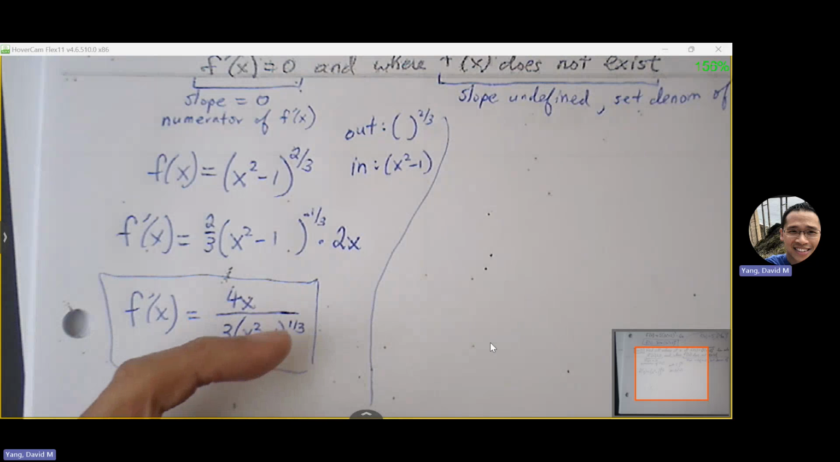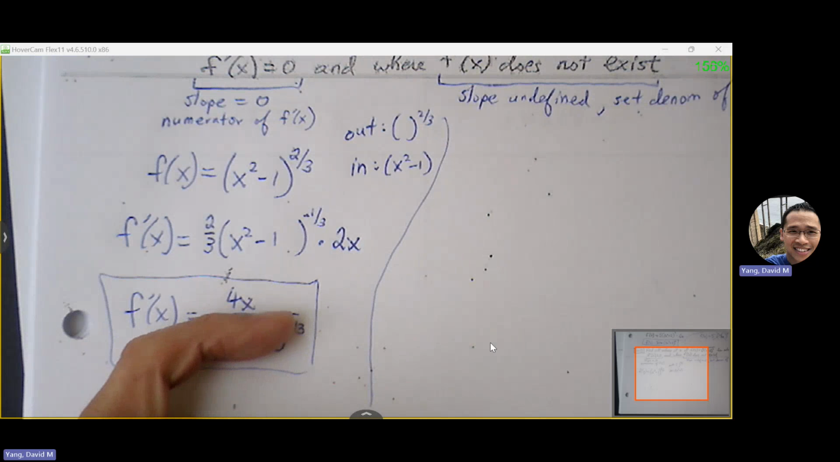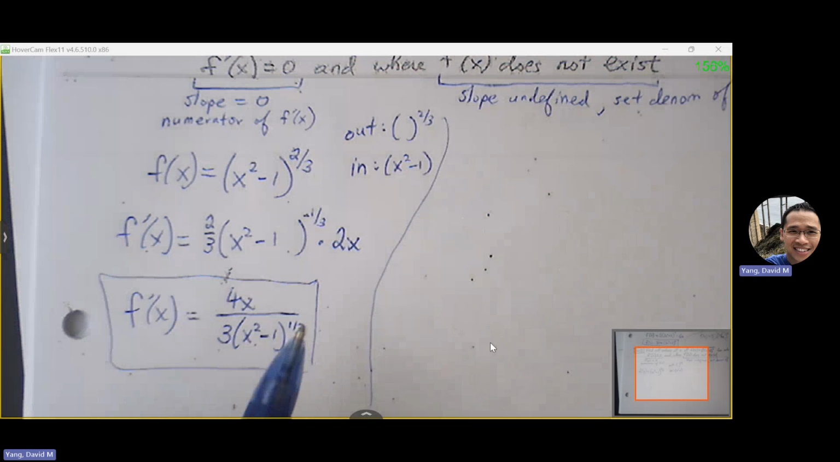Now, if I did not have a denominator, I would just be able to set the entire derivative equal to 0, and that will tell me slope 0. But if there's a numerator and denominator, then just know that your numerator is a place where you can find slope zeros, and the denominator is a place where you can find slope undefined. Whatever is 0 in the denominator is undefined, so that will cause my slope to be undefined.